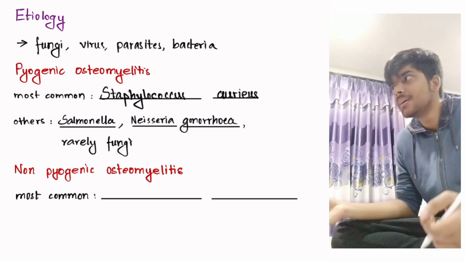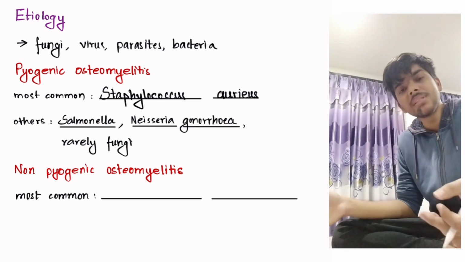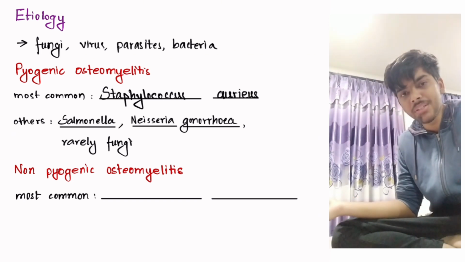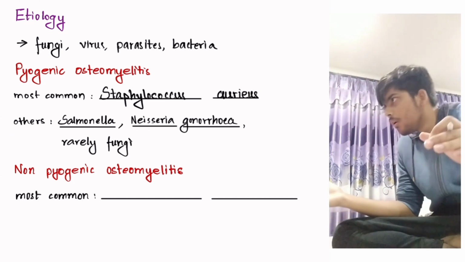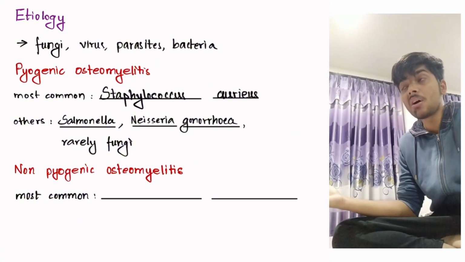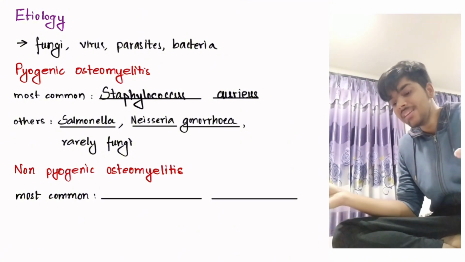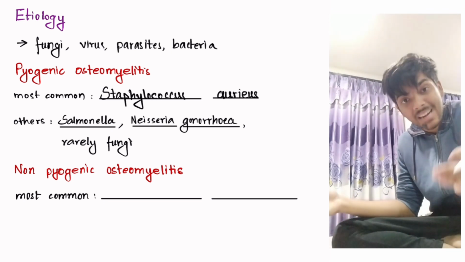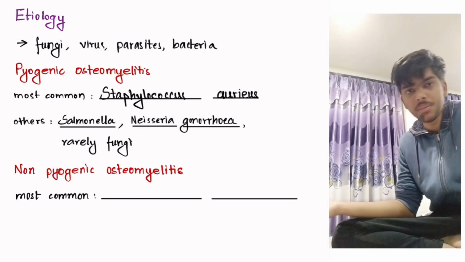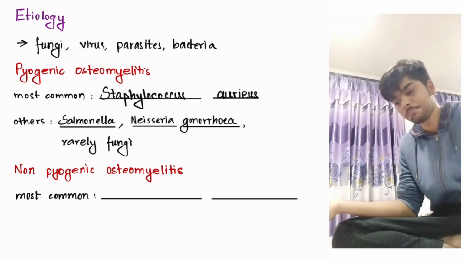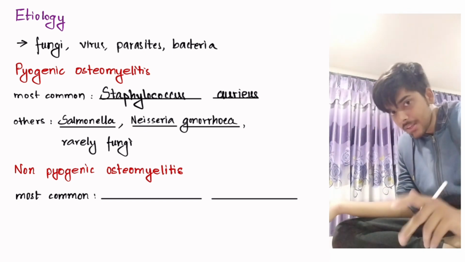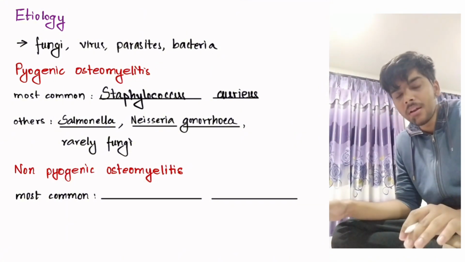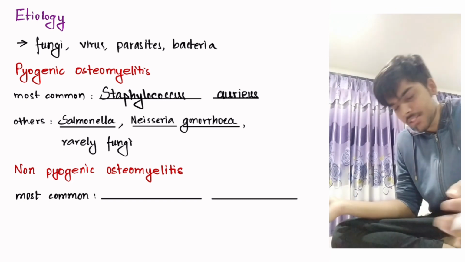For example, during sickle cell anemia, along with Staphylococcus aureus, Salmonella is also present that causes pyogenic osteomyelitis. Also, in the case of a sexually active individual, Neisseria gonorrhoeae can also lead to pyogenic osteomyelitis. Rarely, fungi can be the cause behind pyogenic osteomyelitis. Alright, the second type is non-pyogenic osteomyelitis, where there is no formation of any pus.